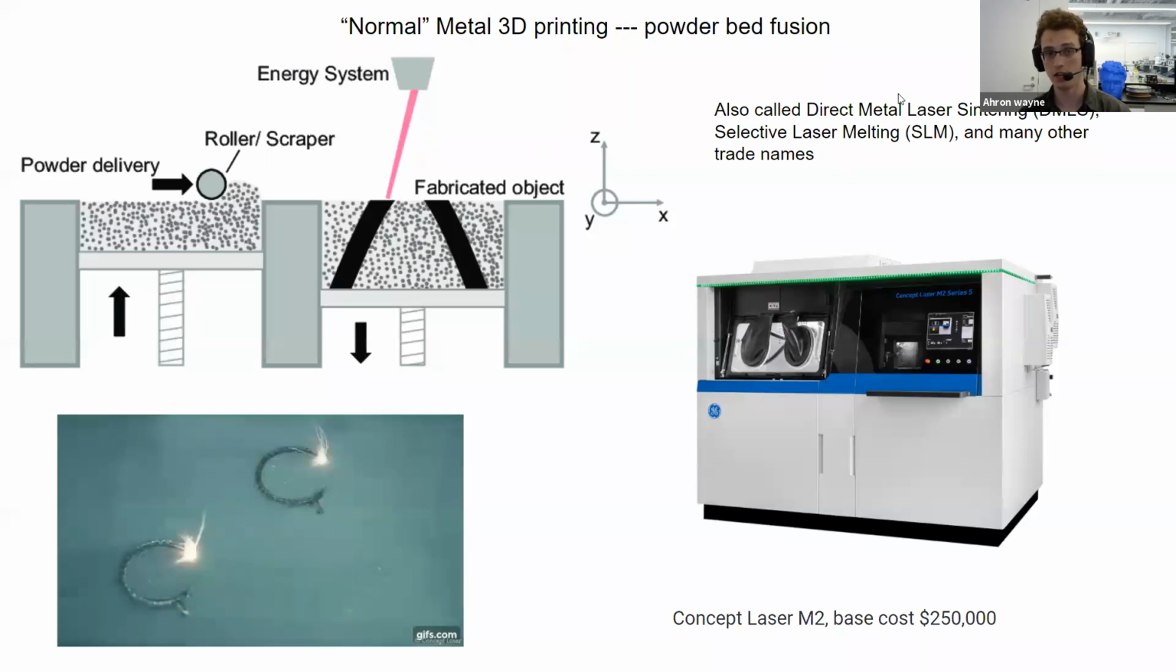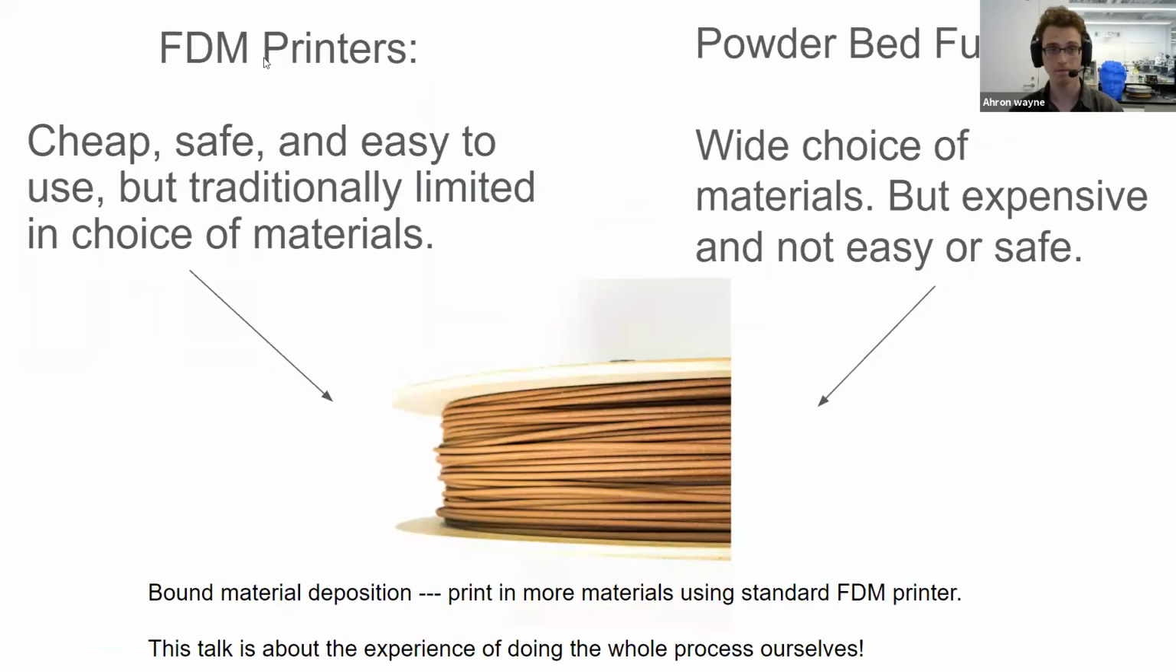The process is compatible with more materials. So you can do both plastic and metal. With plastic, it's usually called by a different name, but it's the same basic principle. And then other than safety and usability, a main difference precluding its use is price. So it can cost $250,000 to $1 million or more just to get started. And then the material costs are very high as well.